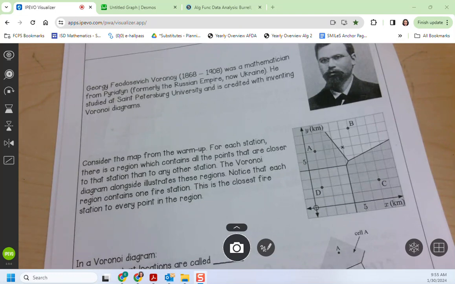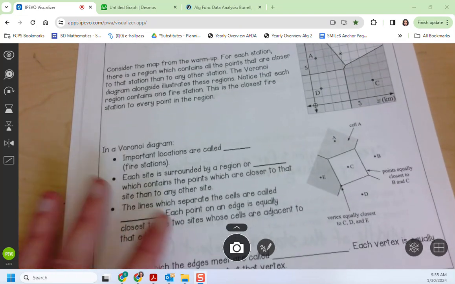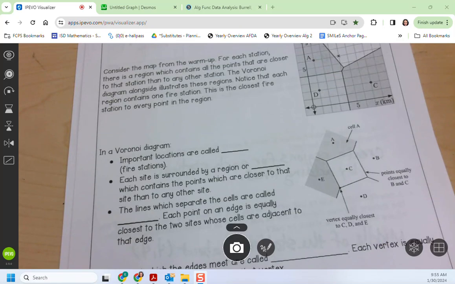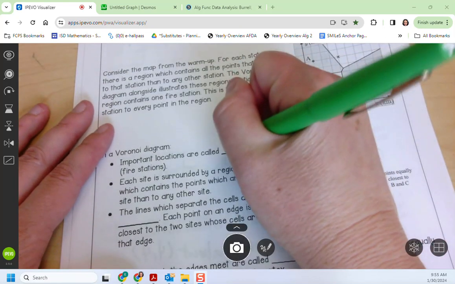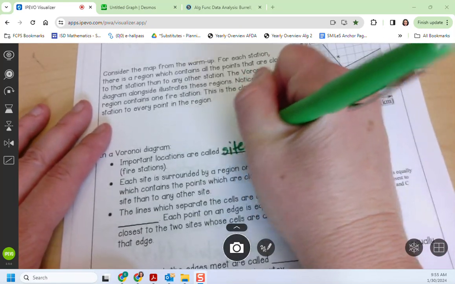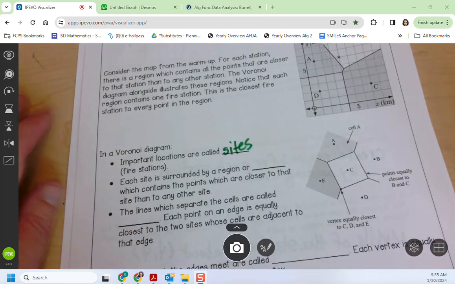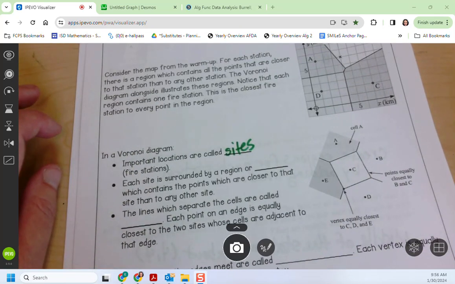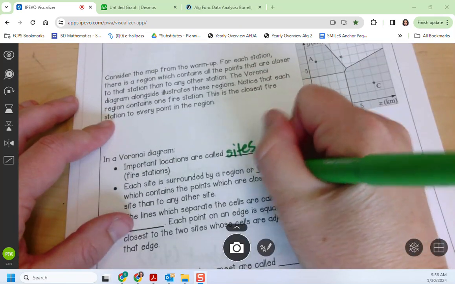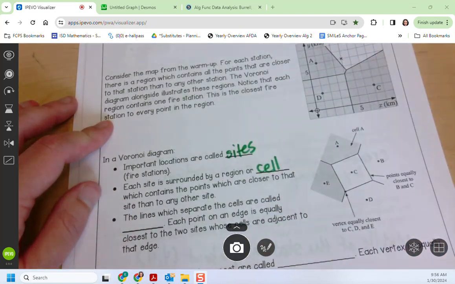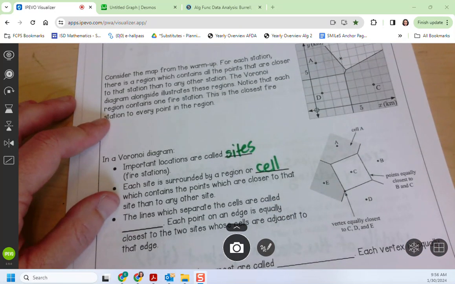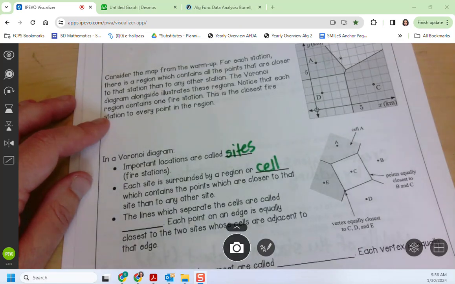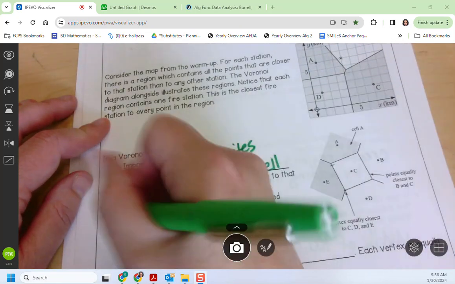So we have some vocabulary to learn down here. In a Voronoi diagram, important locations are called sites. And each site is surrounded by a region or a cell. And then the lines that separate the cells are called edges.